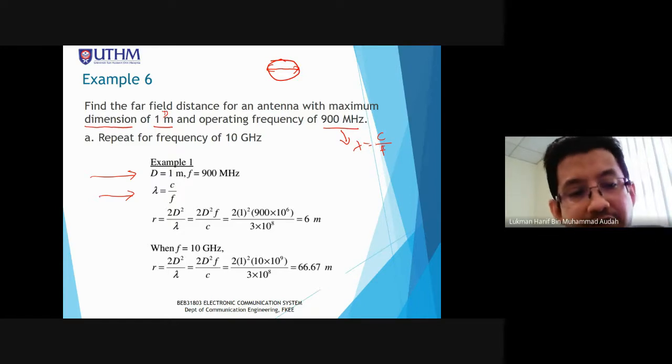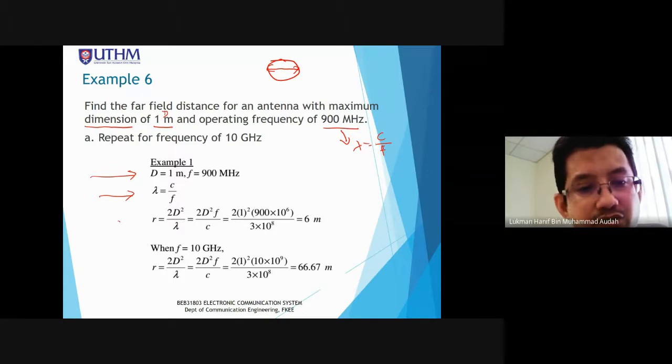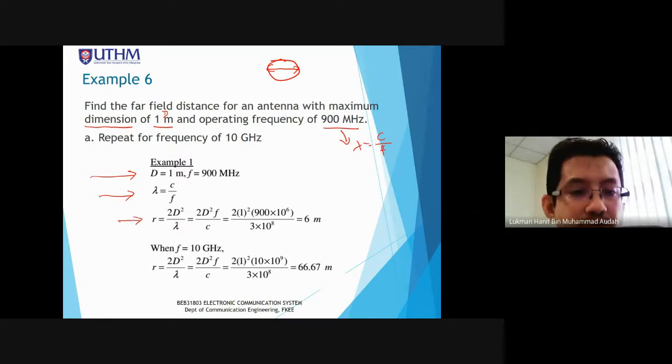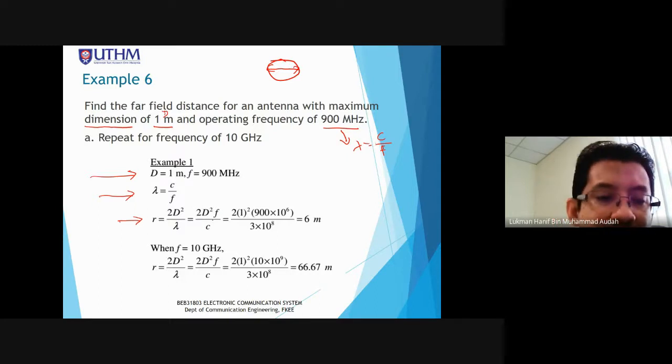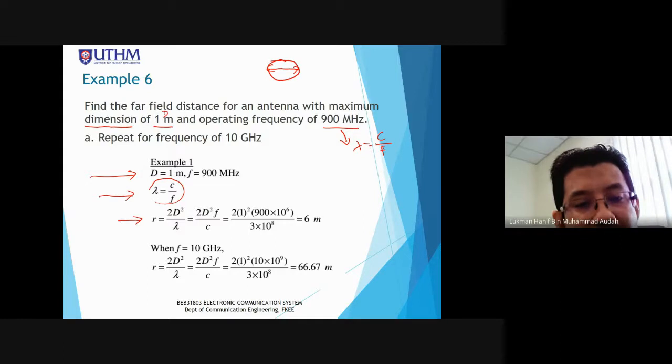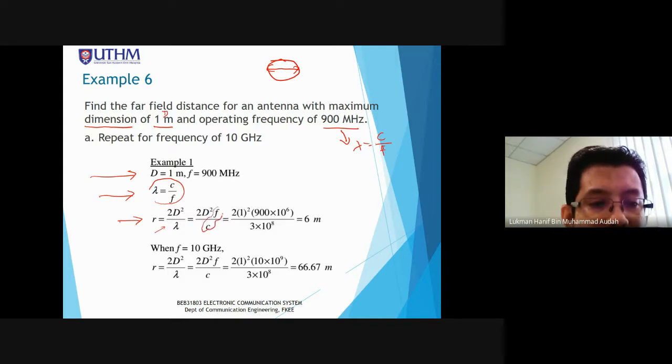Okay, so therefore the distance is 2d square over lambda. So lambda is c over f. Okay, so kita gantikan c over f, sebab dia dibahagikan dengan lambda, so terbalik, f over c. So 2d square multiplied with f divided with the speed of light. Okay, so kalau kamu tak faham yang ini, sebaiknya kamu selesaikan dulu lambda ini. Selesai lambda barulah kamu boleh masukkan ke dalam persamaan ini. Okay, so dalam persamaan ini dia redefine this one. So this is the lambda.